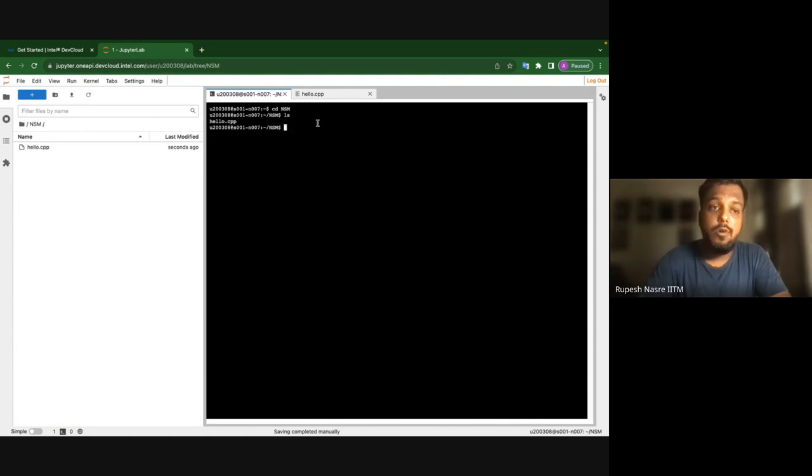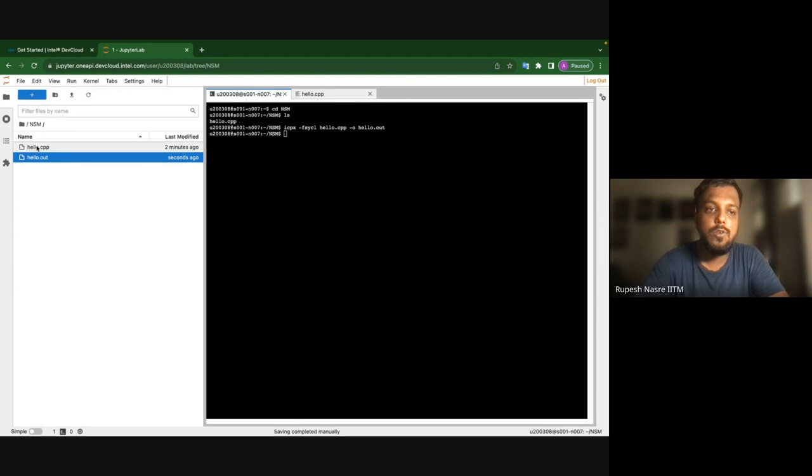Now what I have to do over here is compile this hello.cpp. To compile this, you have to write this command: icpx -fsycl, then the name of the file, hello.cpp, and the name of the output file, which, let's suppose, I gave it hello.out. I will provide this in the chat box. Depending on the internet availability, it may take some time. If the internet is fast, it will do it pretty quick. So you got this hello.out.